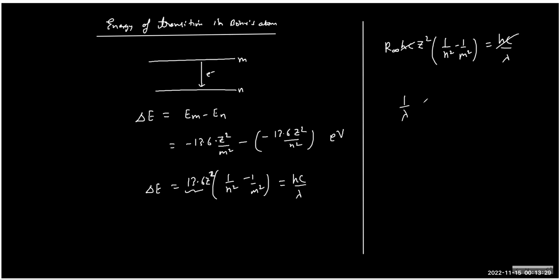So 1 by lambda is how much, guys? R infinity. And again, the usage of R infinity is very much ambiguous. Many texts only use R, like in the JEE textbook, you will see only R. Very few texts have mentioned clearly that you should use R infinity and R differently. So 1 by lambda is R infinity Z square into 1 by n square minus 1 by m square. This is called the Rydberg formula. I hope you remember this.